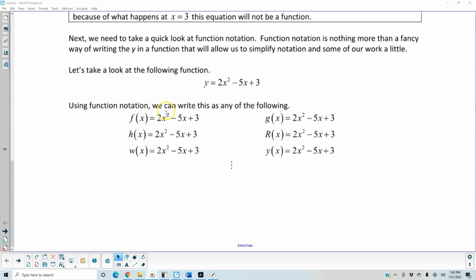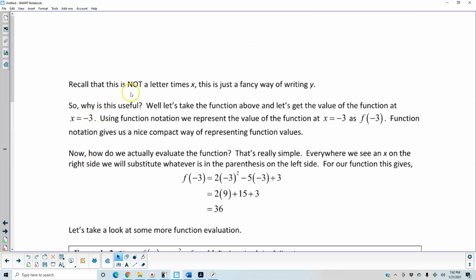Using function notation, we can write this in any of the following. f of x is equal to 2x squared minus 5x plus 3. We can say h of x is equal to 2x squared minus 5x plus 3. W of x is equal to 2x squared minus 5x plus 3. g of x is equal to 2x squared minus 5x plus 3. Capital R of x and y of x. Now recall that this is not a letter times x. This is just a fancy way of writing y.